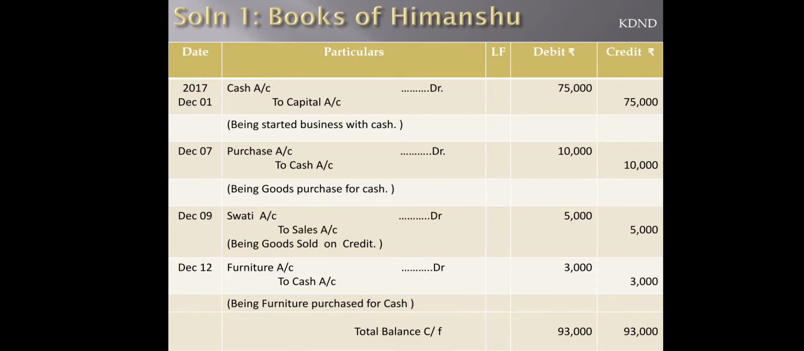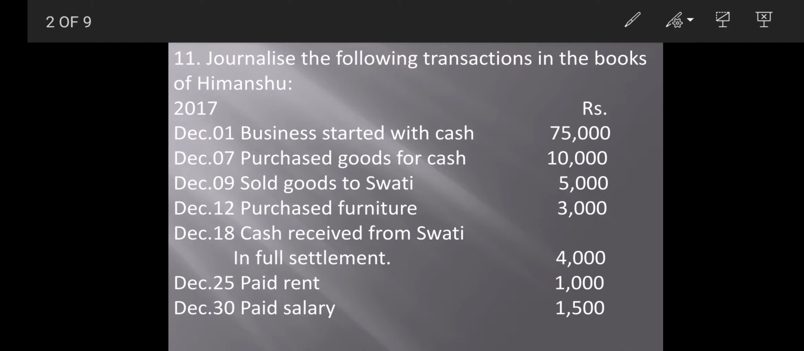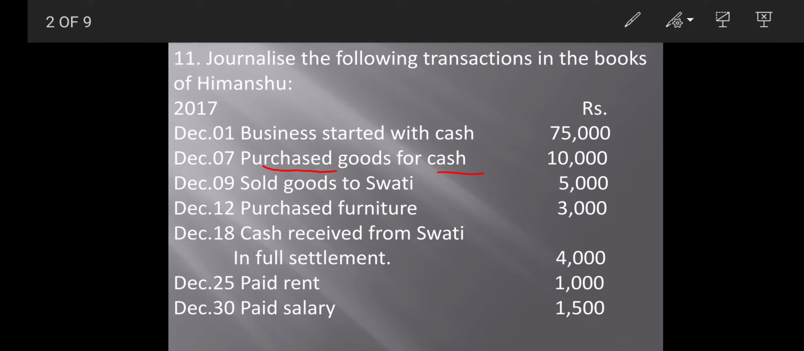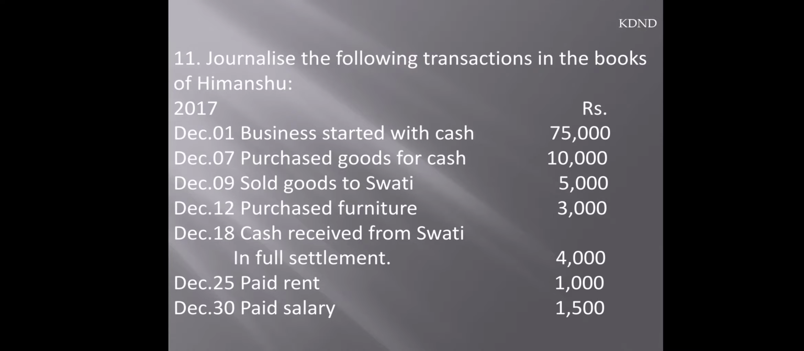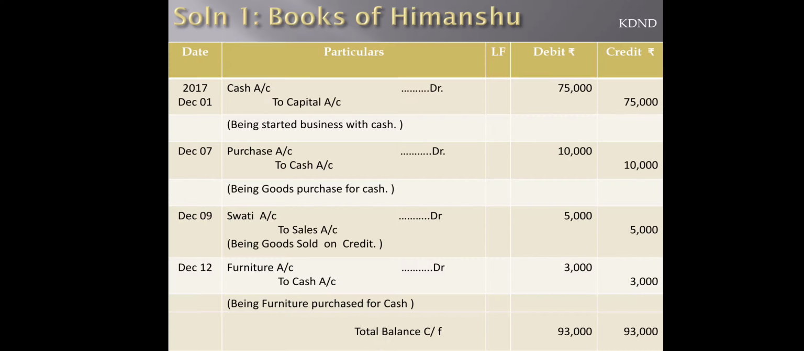Very next comes purchase goods for cash. What activity is done in this? When I have purchased the goods on cash, here purchase is happening and cash is going out, right? So what we are going to write down is purchase will be debit, obviously, because goods are expenses over here and cash goes out. So on December 07, your entry will be like this: purchase account debit rupees 10,000 to cash account rupees 10,000, being goods purchased for cash.